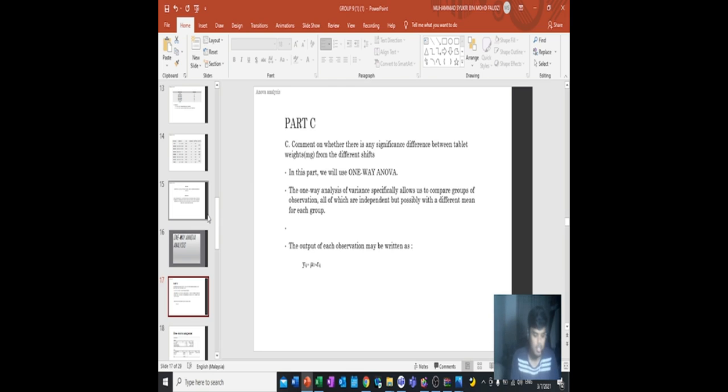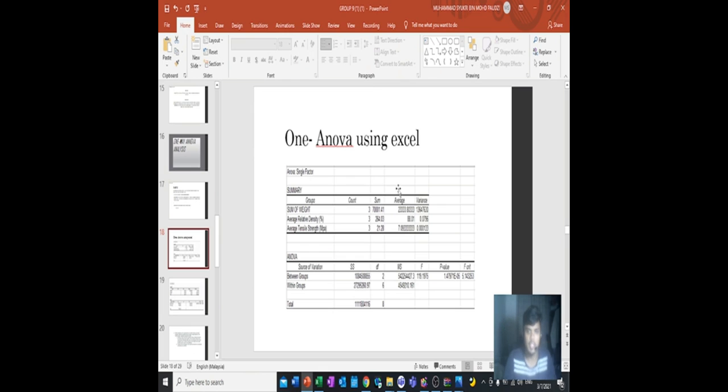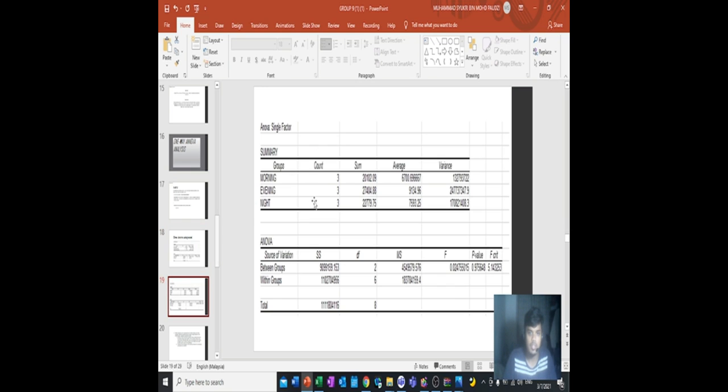So basically, the one-way ANOVA, analysis of variance, specifically allows us to compare several groups of observations, all of which are independent but possibly with a different mean for each group. So a test of great importance is whether or not all the means are equal. So the output of each observation may be written as y_ij equal to mu_i plus epsilon_ij.